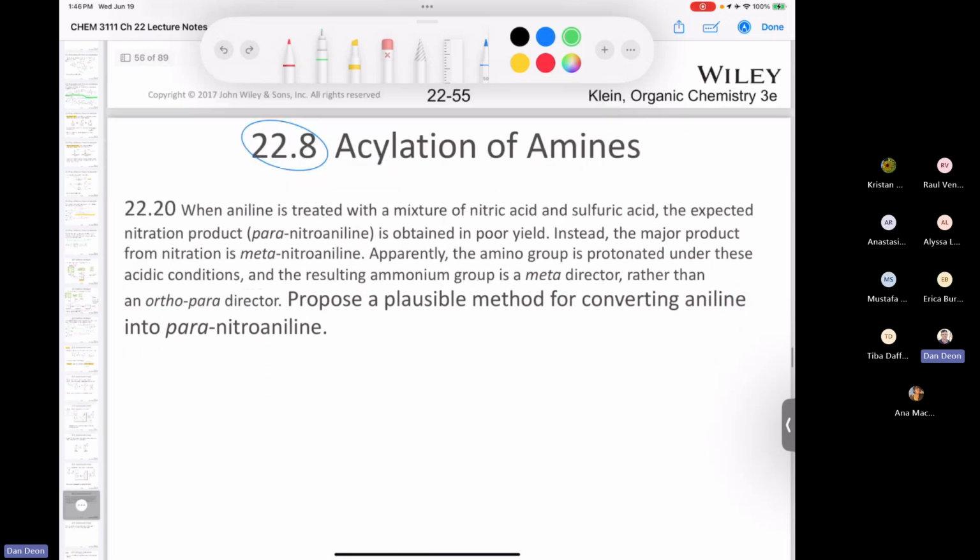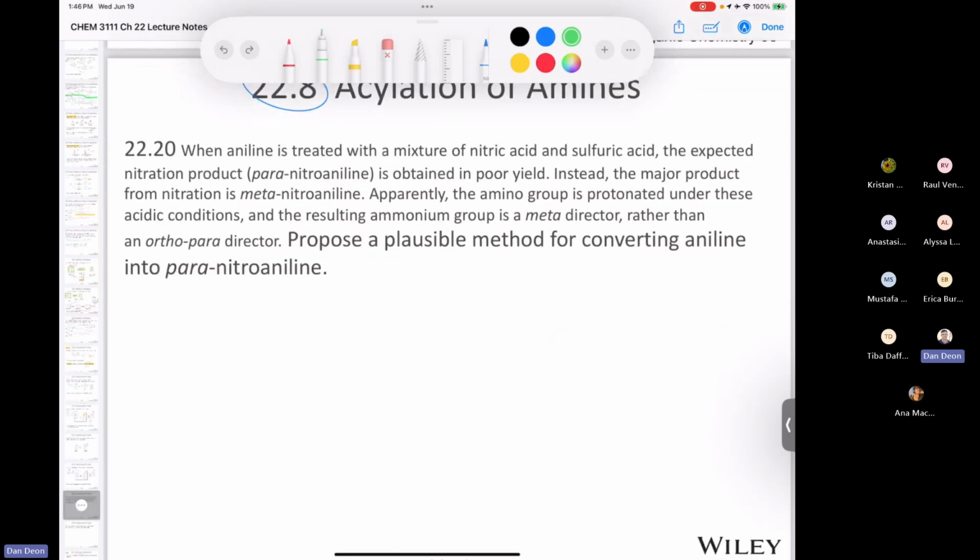So with that in mind, it says when aniline is treated with a mixture of nitric acid and sulfuric acid, I'm going to sketch this out. If we take aniline and treat it with a mixture of nitric acid and sulfuric acid, HNO3 and H2SO4, the expected product would be para-nitroaniline. So we'll put para-nitroaniline. It says this is actually obtained in a very poor yield. Instead, the major product is meta-nitroaniline.